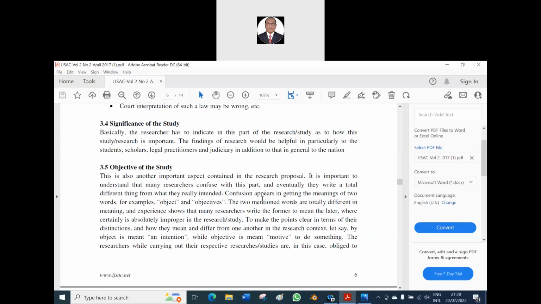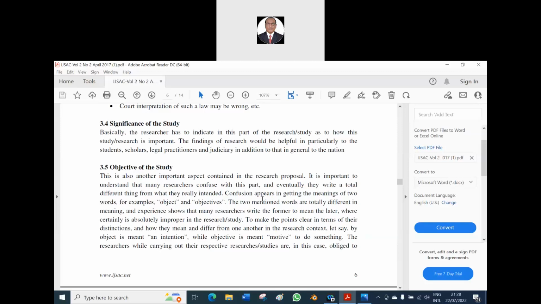Then the objective of the study. What is the object which made you study that particular proposal? It is important to understand that many researchers are confused about this part, and eventually they write something totally different from what they really intended. Objectives. Why do you have to do it? What is the object that you want to achieve?